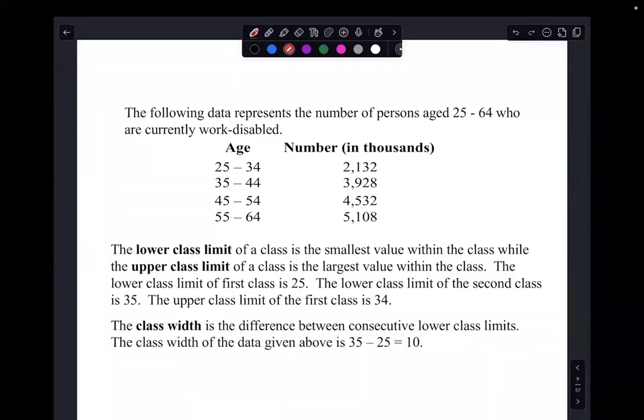So our very first bin, our very first class, has 25 as our lower class limit and 34 as the upper class limit. To determine the class width, you would take the lower class limits of two consecutive classes, or two consecutive bins, and you just subtract them. All of our bins have the same size interval, so it doesn't matter which two I grab. If I did 45 minus 35, you'd see that there's 10 in each one. I could do 35 minus 25. It doesn't matter, just two in a row to determine how wide our bins or classes are. That gives us our class width.